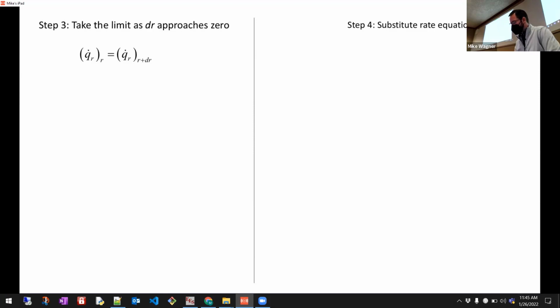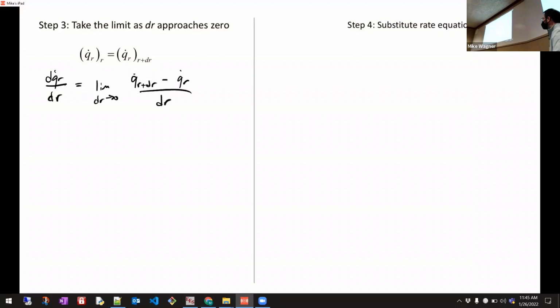Well, let's remember the definition of the derivative. Let's say dq̇r/dr is the limit as dr goes to 0 of q̇(r+dr) minus q̇r, over dr. This is just a definition. We want to use this definition to give us some indication of what's happening on the right-hand side of that equation on top.